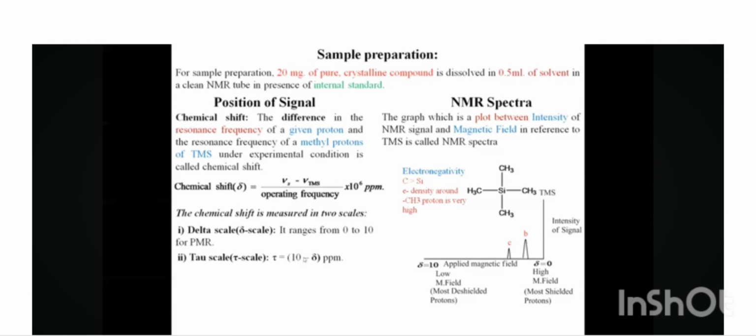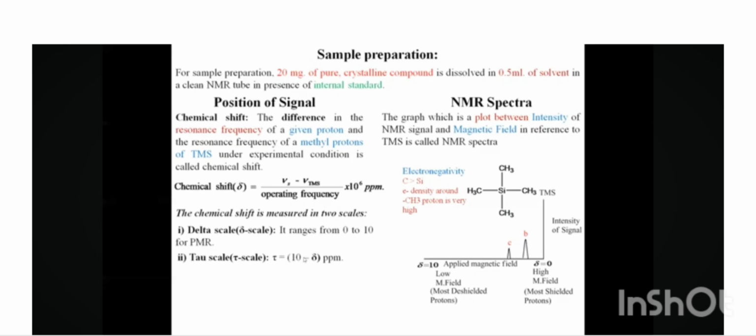The chemical shift is measured in two scales, delta scale and tau scale. Delta ranges from 0 to 10 for PMR; on the tau scale, tau is equal to 10 minus delta ppm. The graph which is a plot between intensity of NMR signal and magnetic field in reference to TMS is called NMR spectra.